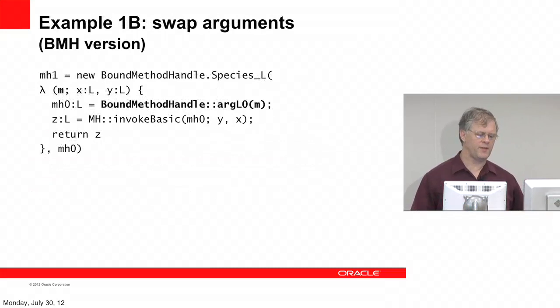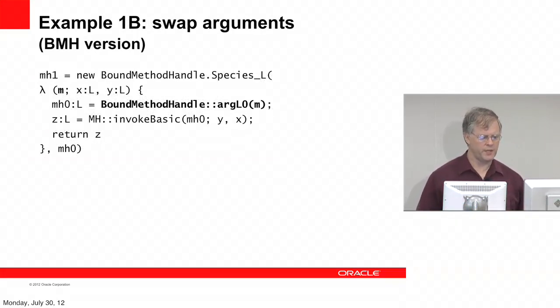So here's the bound method handle example of swap arguments. What we do is oh, are you really going to step through that like that? Okay, sorry.